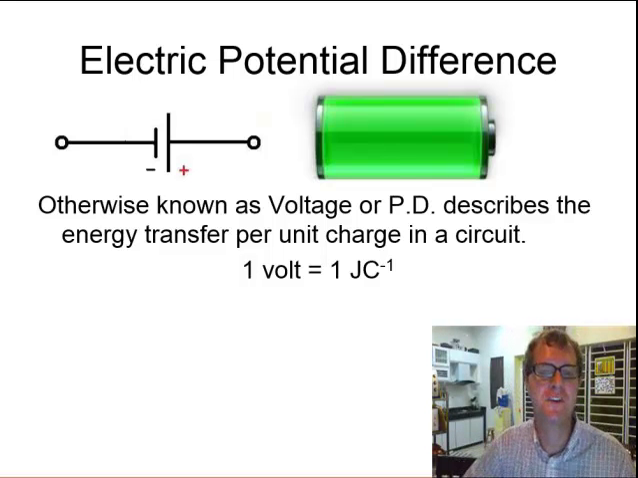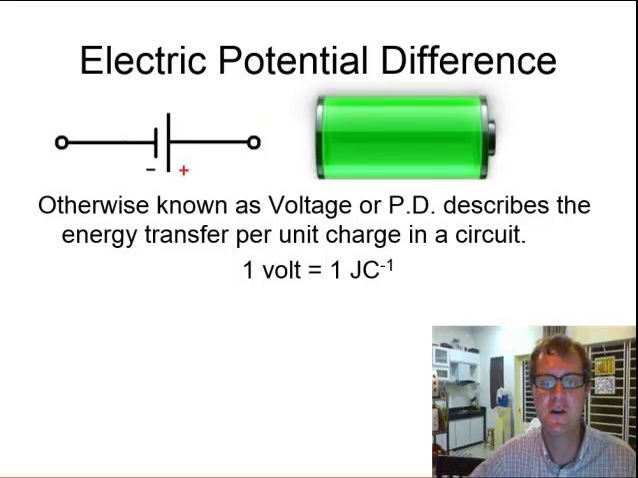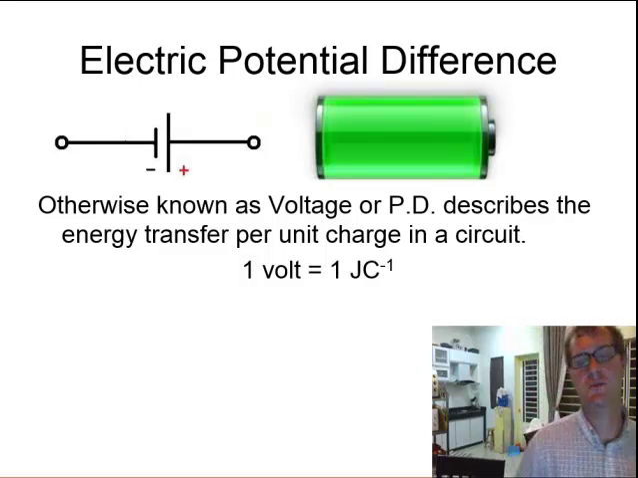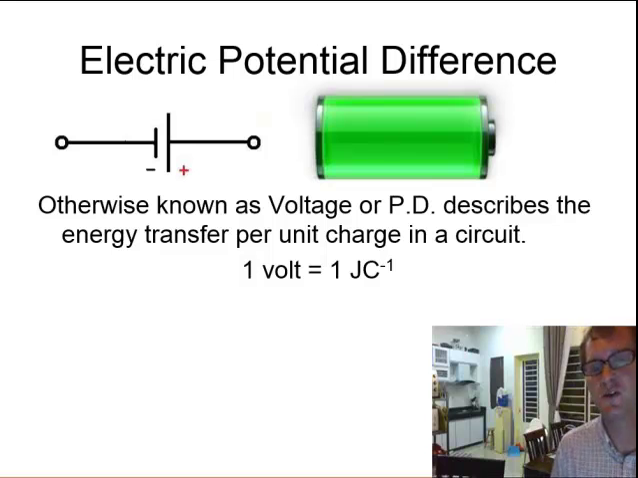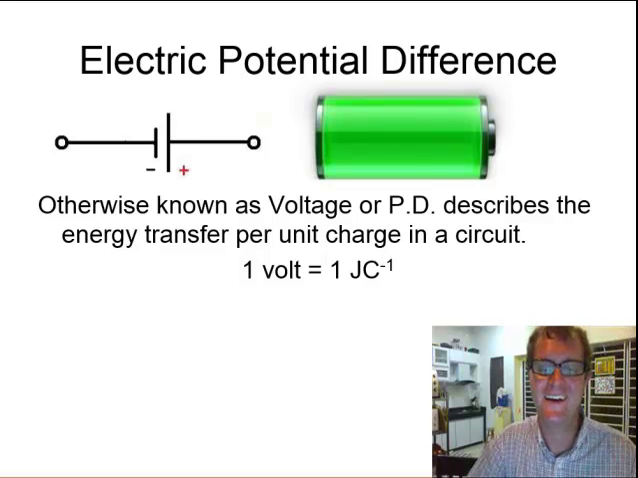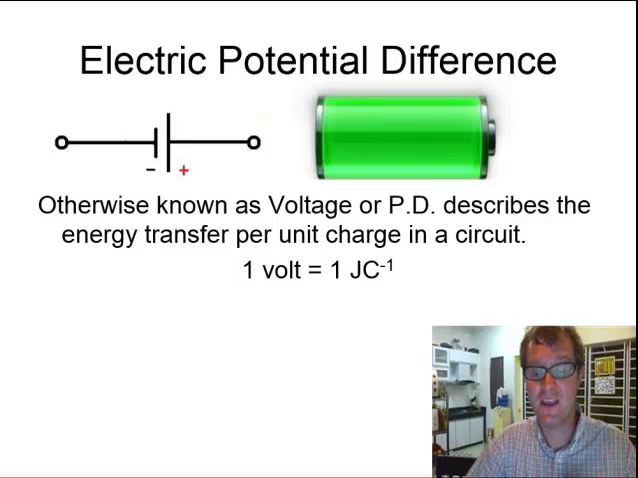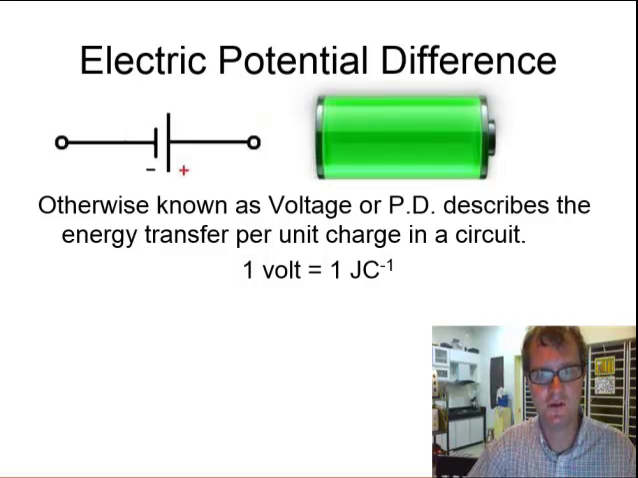The electric potential difference, sometimes known as voltage or PD, describes the energy transfer per unit charge in a circuit. So if you are measuring the electric potential difference across a battery, you'd see values which indicate how much energy is going into the circuit per unit charge. Or if you measured the electric potential difference across a light bulb, you might find how much energy is leaving the circuit per unit charge.